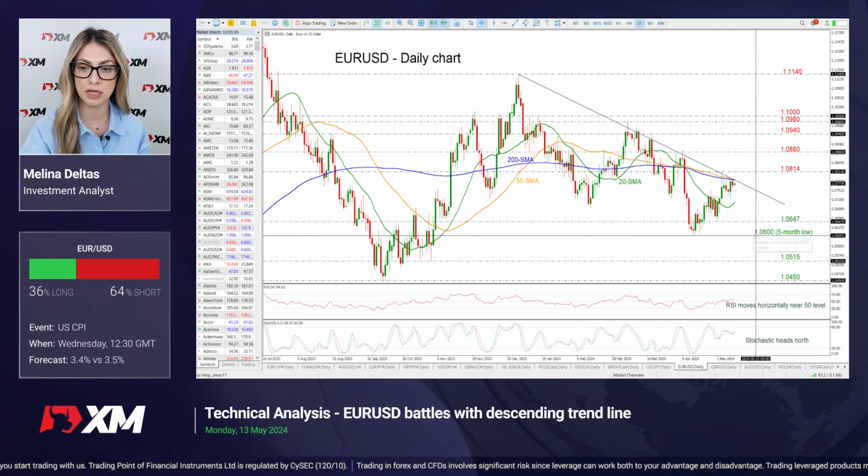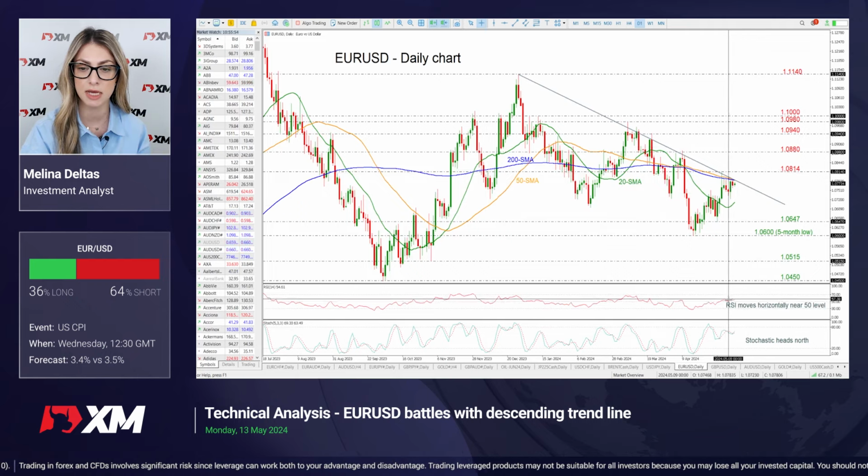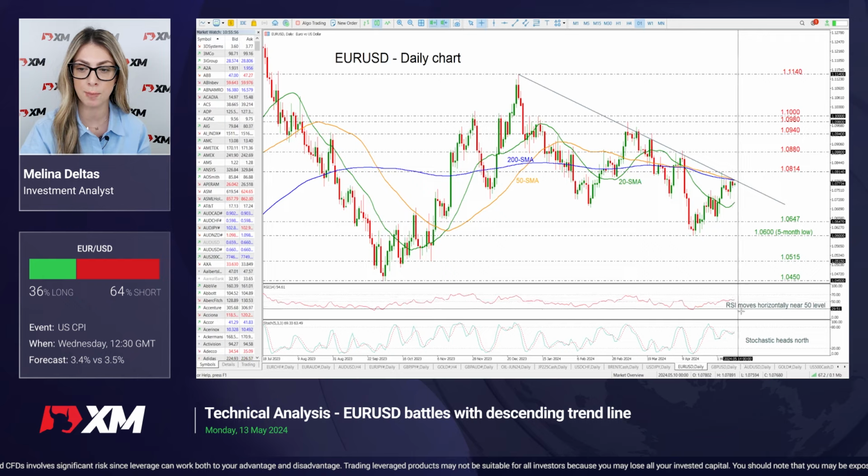A drop beneath this level here, then it would endorse this medium-term descending movement. Now looking at the technical oscillators, the RSI is pointing slightly up above the 50 level, while the stochastic posted a bullish crossover and is moving towards the 80 level.